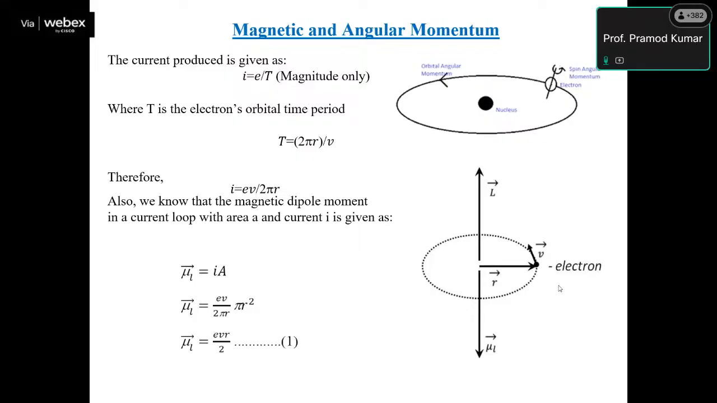Then we can easily calculate the dipole magnetic moment due to the movement of the electron in the orbit, represented by mu L. That is equal to current multiplied by area. Putting in the current ev by 2 pi r and the area pi r square, where the radius is r, we get mu L equals evr by 2.